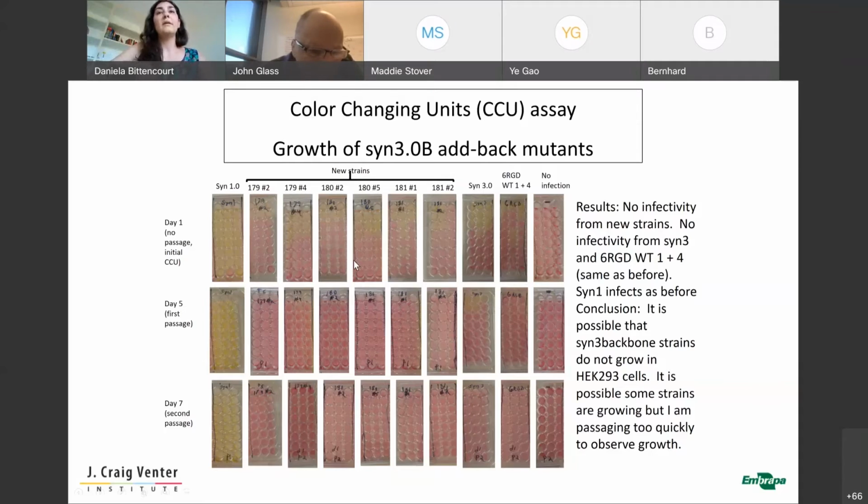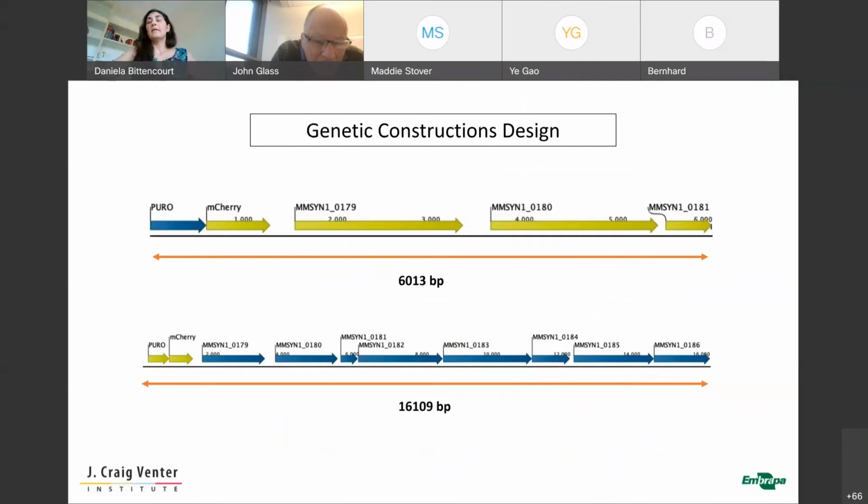The 179, 180, and 181 genes weren't able to recover this characteristic only by themselves. And here we have our controls in Syn3, where we don't see much growth of the cell after 7 days of culture. So then, to check the effect of these genes, we decided to insert them back in clusters.